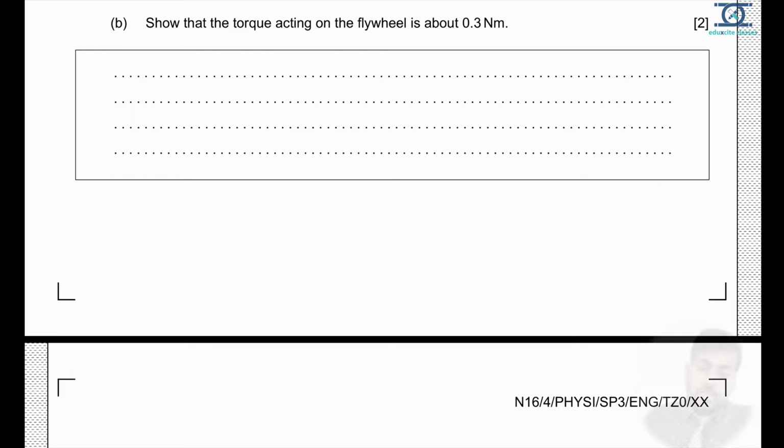Okay, so torque is equal to what? Torque is equal to I alpha. I is half the mass of the flywheel, because it is asking for the flywheel. So that is 1.22 times alpha, which is 7.91.